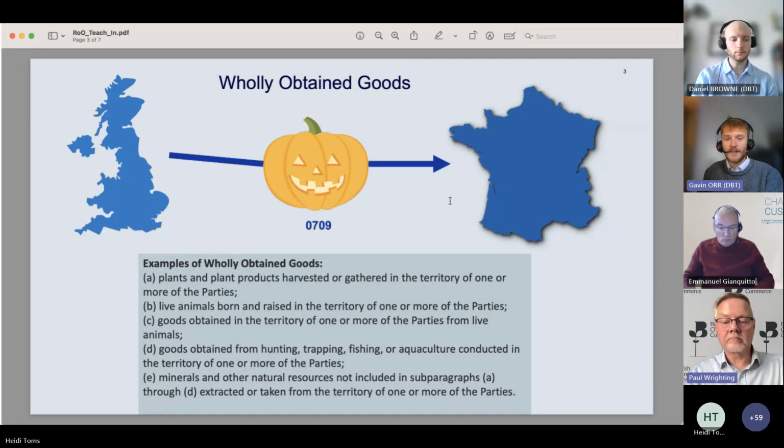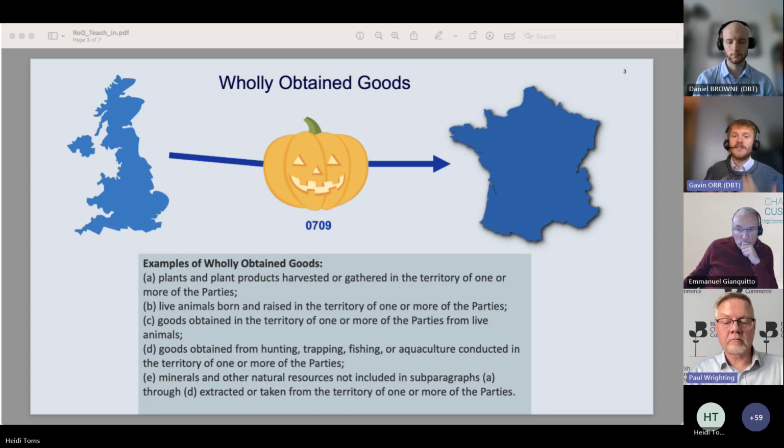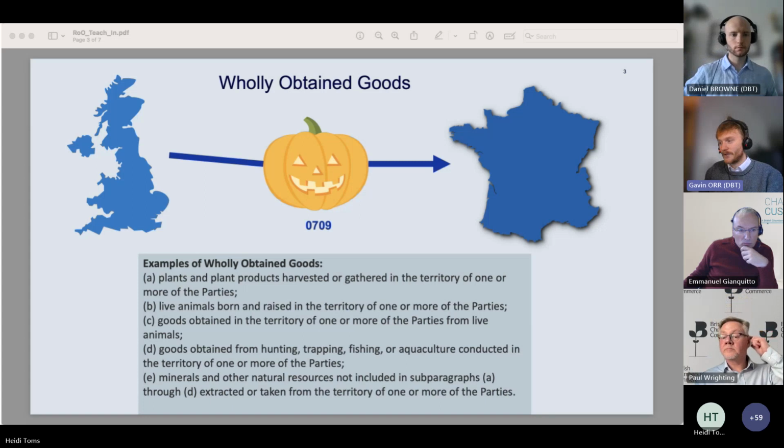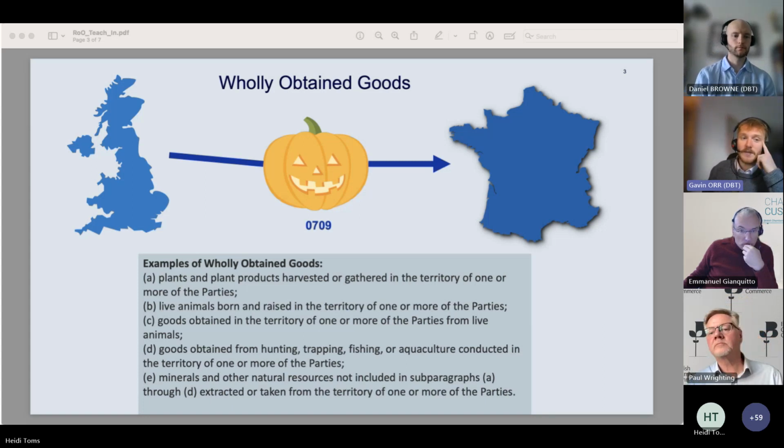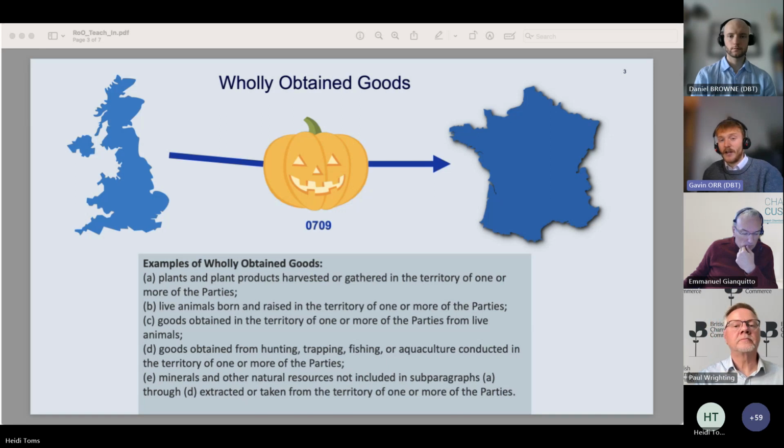Thank you. So this is on wholly obtained goods. It's the easiest and one of the most common types of product-specific rule. Essentially, wholly obtained means that the product has been produced entirely in the UK or the other party and doesn't include any non-originating inputs in its production at all. Common types of wholly obtained products tend to be agricultural goods, such as crops, and animals that have been born and raised in that country, so the UK. Or, it seems from the slide, pumpkins, and a somewhat late reference to Halloween.